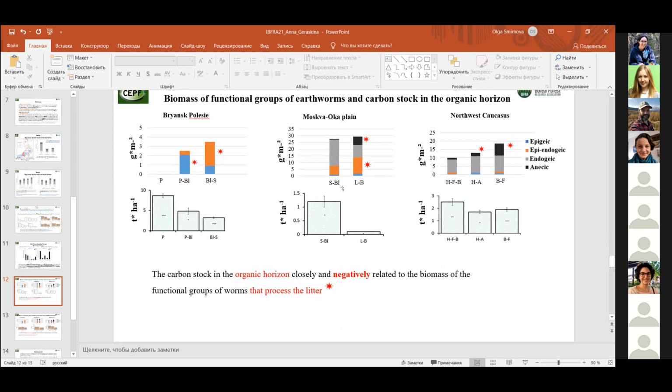And now, the link between functional groups of worms and carbon stock in organic horizons. We can see the carbon stock in the organic horizon is closely and negatively related to the biomass of the functional groups of worms that process the litter. These are epigeic, epi-endogeic, and anecic worms.